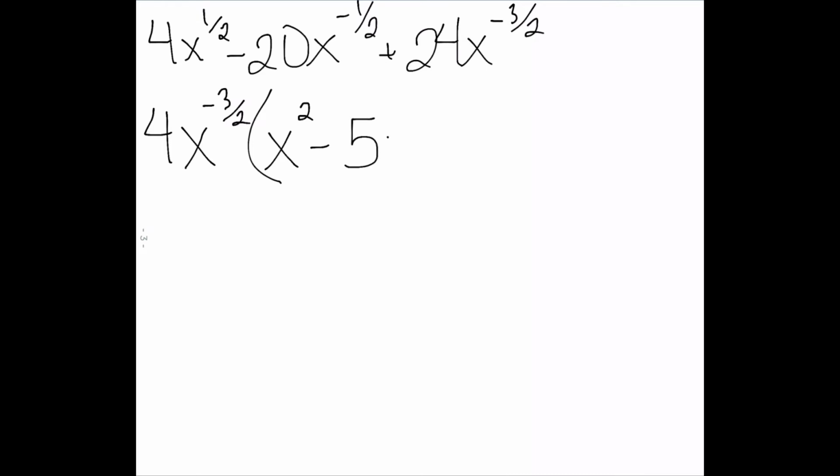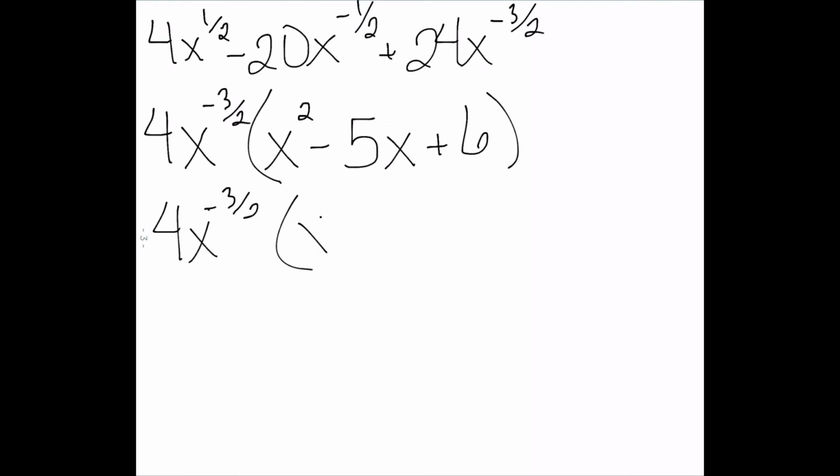When I pull out the 4, I have a 5. Minus 1/2 minus negative 3/2 is 1. When I pull out the 4, I get a 6, and I completely pull out all of the x's. And this continues to factor. Two things that multiply to be positive 6 and add to be negative 5 would be x minus 2 and x minus 3, since negative 2 minus 3 is negative 5, and negative 2 times negative 3 is positive 6.